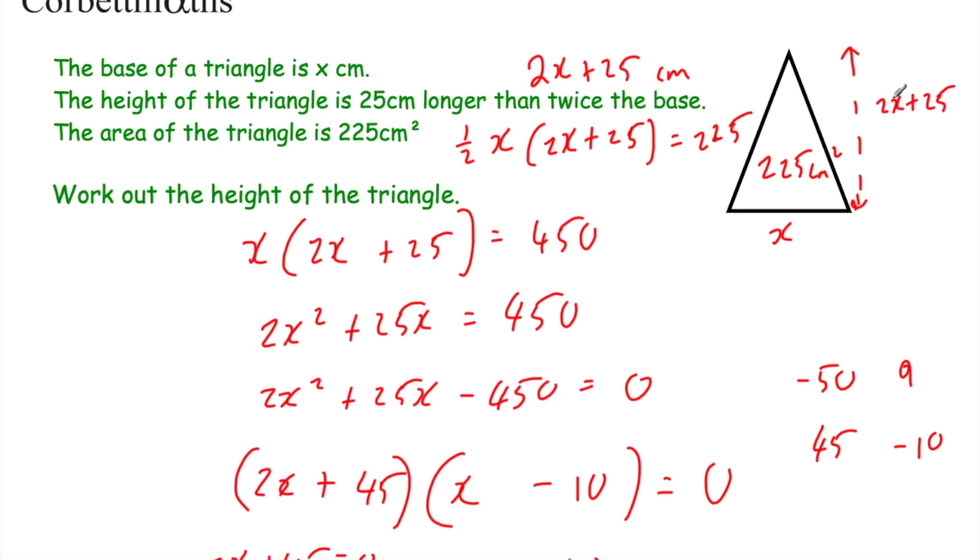So we're going to do 2 times 10, which is 20, and then plus 25, which would be 45. So that means the height of the triangle would be 45 centimeters, and that's it. And the base of it would be 10, because we found out that x was 10. And just to check that, 10 times 45 is 450, divided by 2 is 225 centimeters squared, so that's right. So in terms of our answer, the height of the triangle is 45 centimeters.